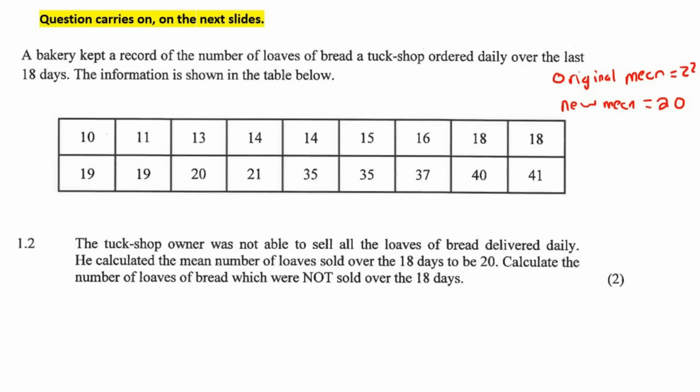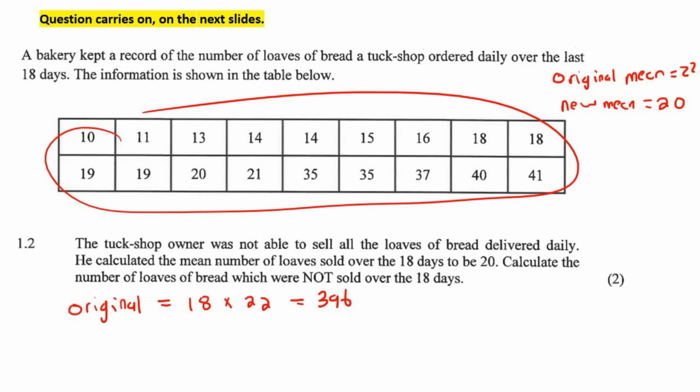So let's look at the original first. The original, you had 18 days and each day you sold 22 loaves. That was your mean. Remember that? So let's see how many loaves of bread we would have had. 396. So if you had to go add all these numbers together, that's what you would get.